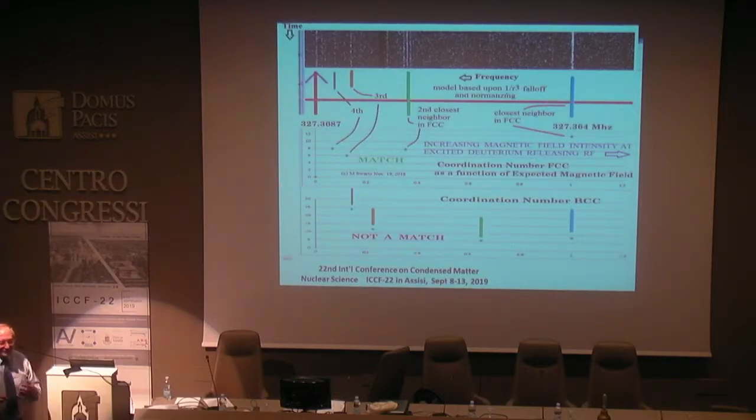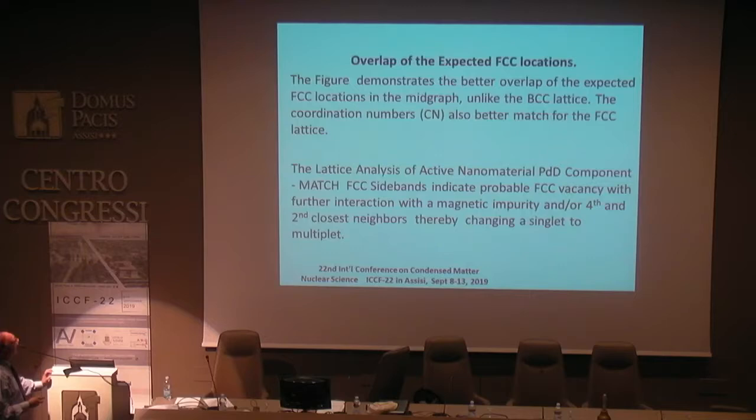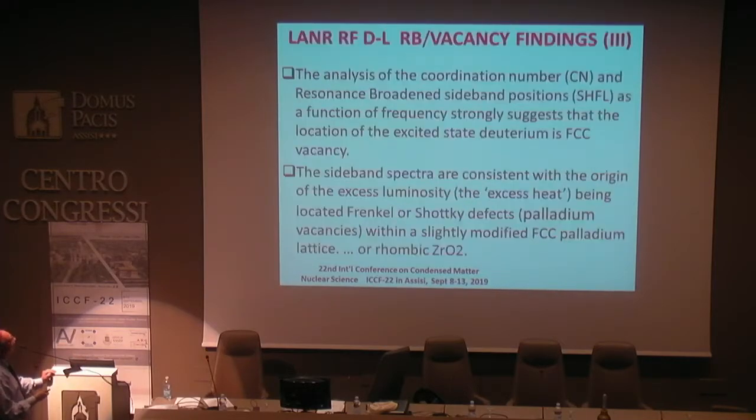So what this is telling us is in some kind of vacancy, either in the palladium or in the zirconium oxide, which has a rhombic phase, which also has face-centered cubic, there is an active deuterium, which is in a free radical state, which is the penultimate form before helium-4. So we get overlap, we get a match. As I mentioned to you, there's a match of coordination number, a match of distance. Some kind of interaction is occurring at the second closest neighbor. Either there's a substitution of a paramagnetic ion, some kind of magnetic interaction. We're really not sure which, but it does tell us the following.